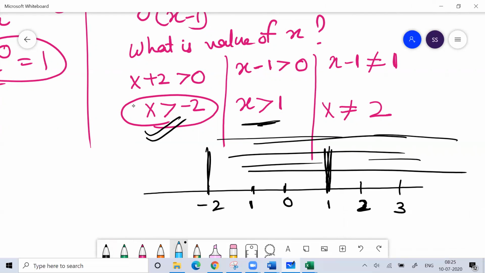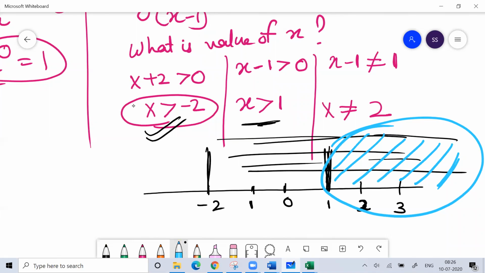Now this is saying that x should be greater than 1. So what is the area common in them? The common area is x greater than 1. But the x value should not be 2. The x value should not be 2.